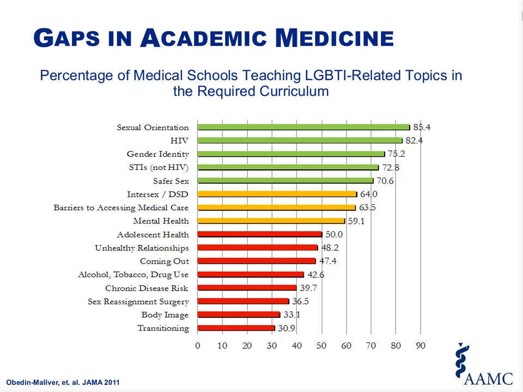So really what this is saying is that we talk about definitions, we also talk about sex-related behaviors. But when we think about the things that place a disproportionate burden on the community that I just mentioned, coming out, substance use, chronic disease risk, transitioning, these topics are poorly taught, and they're listed down here in red.